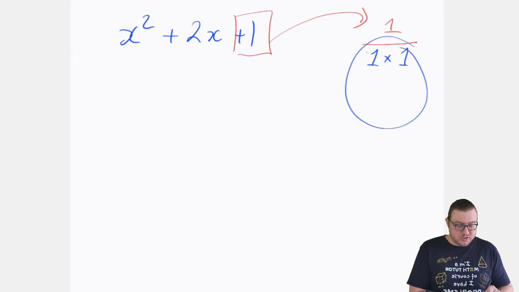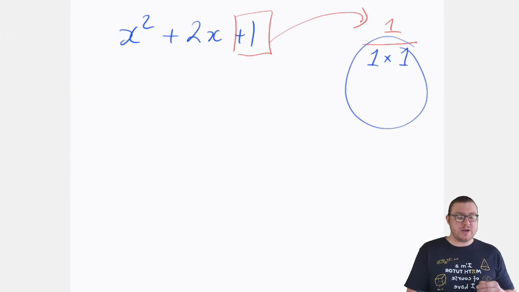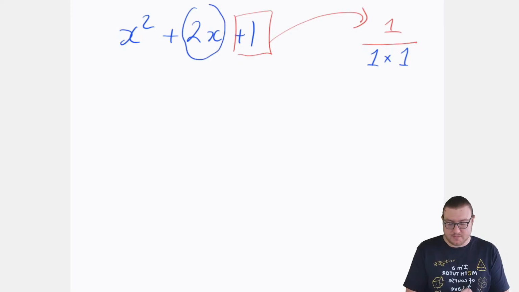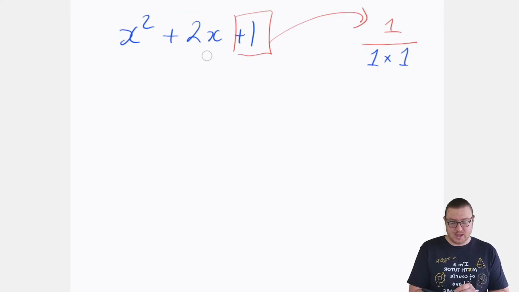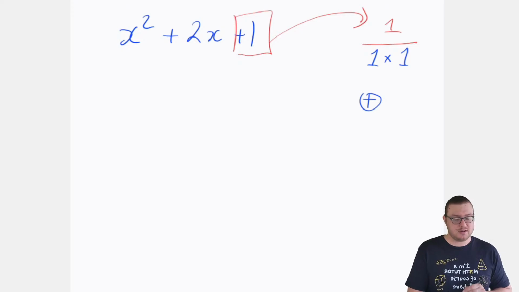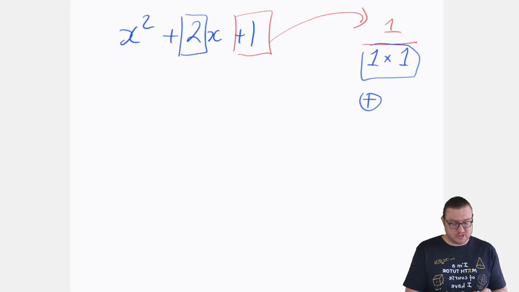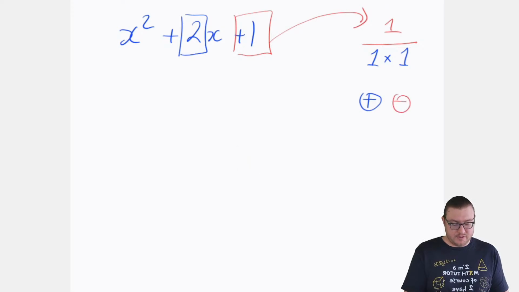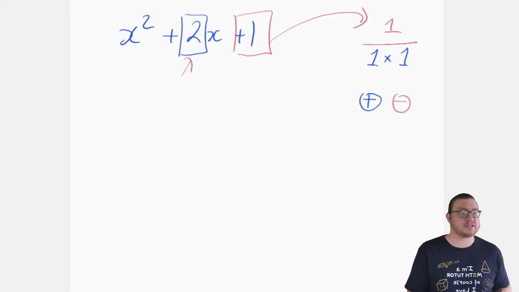If we have multiple parts here, we need to check which ones make this middle number. And there's a little trick. If these numbers add together, you check if these two numbers add or if they subtract together to get this.